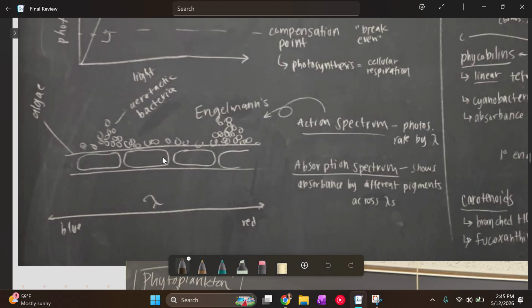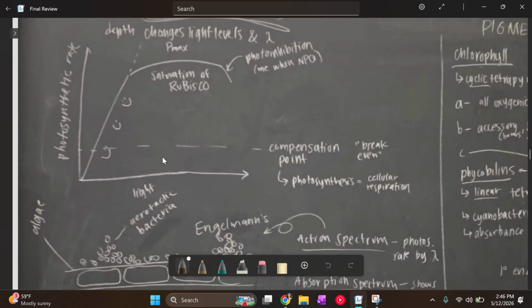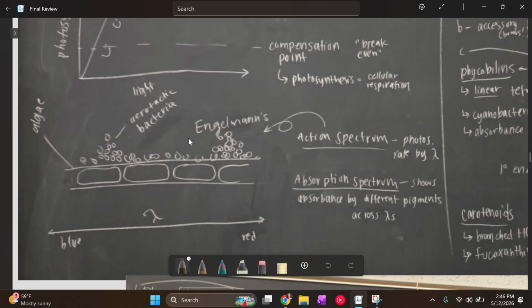Engelmann's experiment, this is important, this is going to be on the exam. How do we figure out photosynthesis? Where is my algae the most efficient? I want to make an action spectrum, so where my photosynthetic rate is greatest by the wavelength of light.